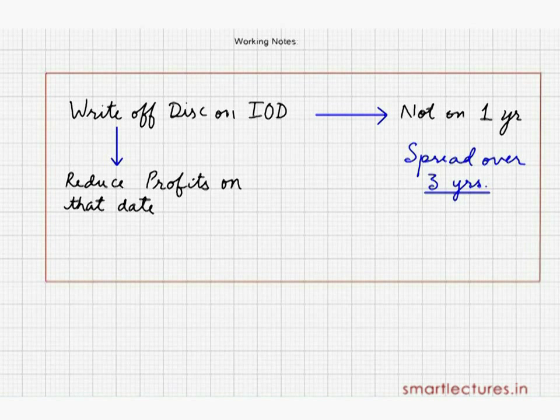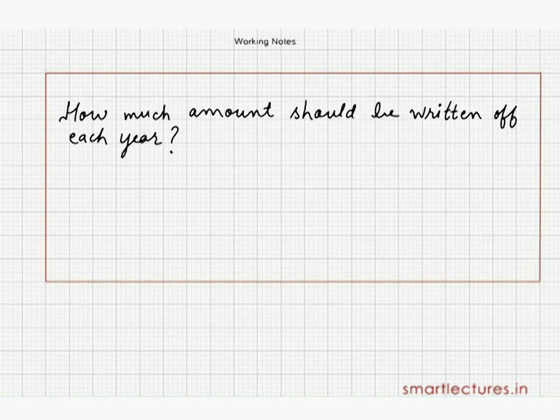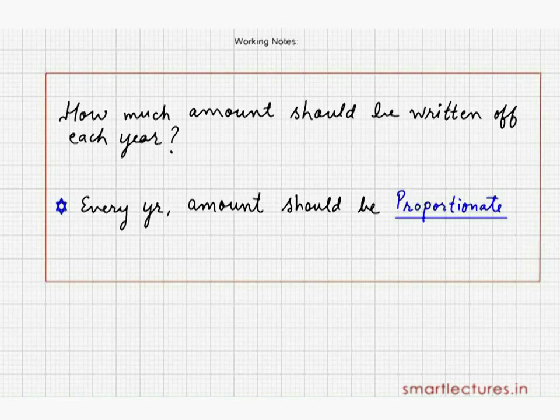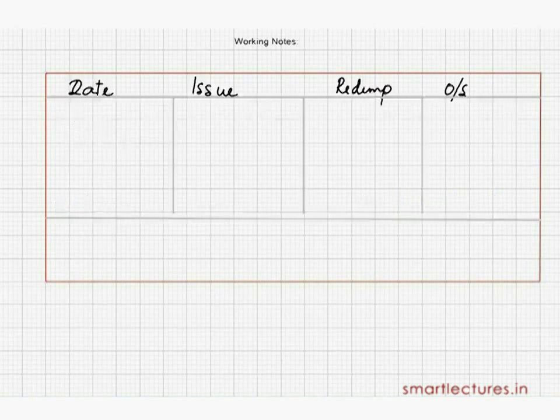Now the question is, how much amount should be written off each year? Actually, the principle is that every year the amount should be proportionate. I mean to say, it should be based upon the outstanding debentures account every year. Let's create a table to know the amounts of the discount to be written off each year, because we have to write off the discount account proportionately.